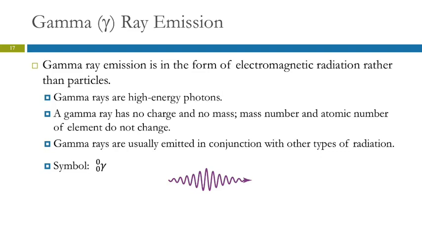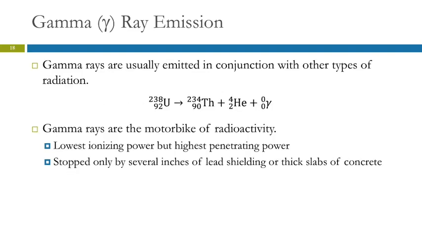Typically gamma rays will be emitted along with alpha or beta particles, but they could be emitted just by themselves. So gamma rays are the motorbikes of radioactivity. So lowest ionizing power, but highest penetrating power. So, smash into a brick wall with a motorcycle, it's not going to do nearly as much damage, right? But if you're in a traffic jam, you could get through on a motorbike because, even if traffic is at a complete standstill, you can go between the cars or up on the sidewalk. Gamma rays can get through lots of things.